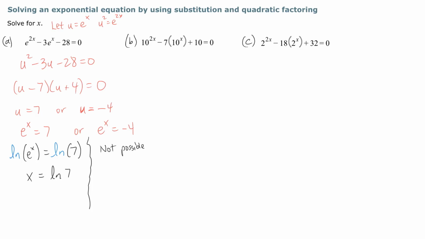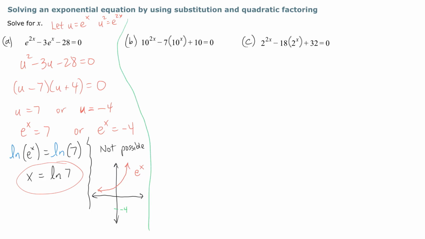And a good way to see that is to graph e to the x. You should know that basic graph by now. Have this memorized, especially for those moving on to calculus. That is your e to the x function. Notice it's never negative. It's never going to equal negative 4. Negative 4 is way down here. That's not possible. So we only have one answer for part A. Simply x equals natural log of 7.